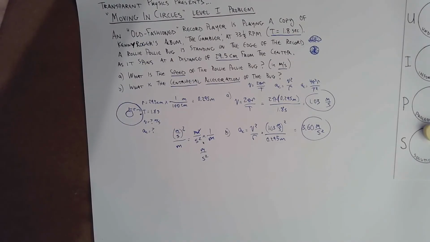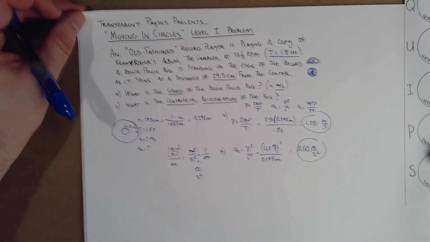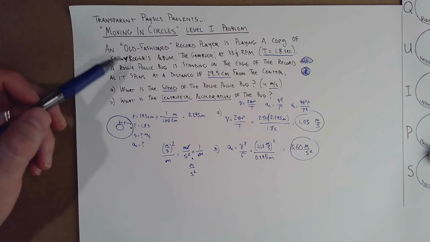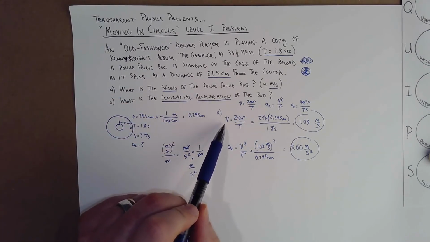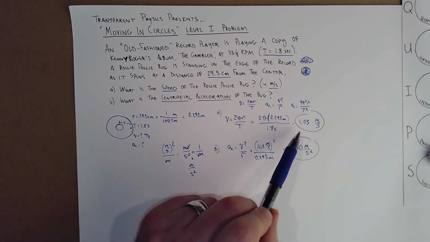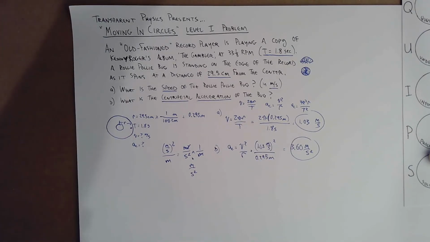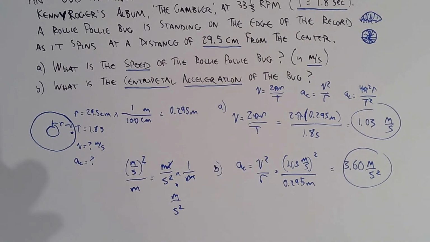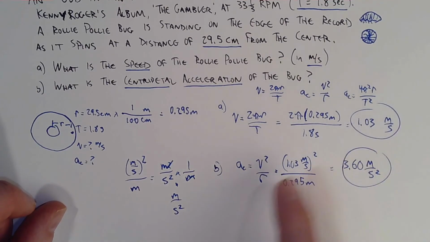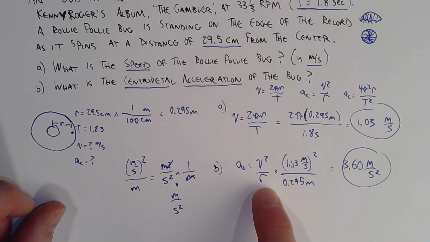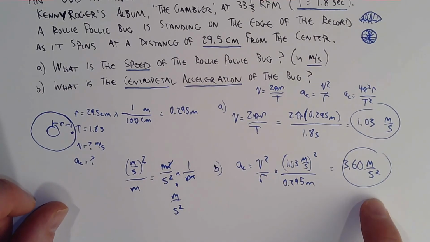All right, let's take a look back here. We established that the speed using v equals 2 pi r over T is equal to 1.03 meters per second. And from there, we plugged the value we got for part A into part B, although we could have done it a different way too if we wanted to. And we got an acceleration of 3.6 meters per second squared.